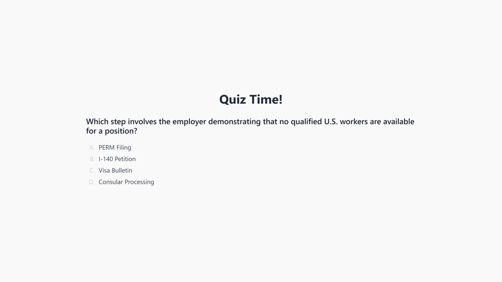Here's a quick quiz. Which step involves the employer demonstrating that no qualified U.S. workers are available for a position? Your options are PERM filing, I-140 petition, Visa Bulletin, and consular processing. You may pause the video to think about your answer. We'll discuss it in the next section.